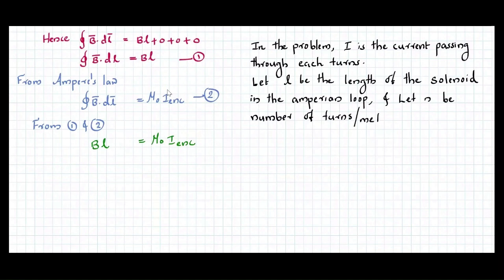Since the turns are so close, we can say the length of the Amperean loop is nothing but the length of the solenoid inside the Amperean loop. And let n be the number of turns per meter, and the current passing through each turn is I. Then we can write the enclosed current I enclosed is nIL.